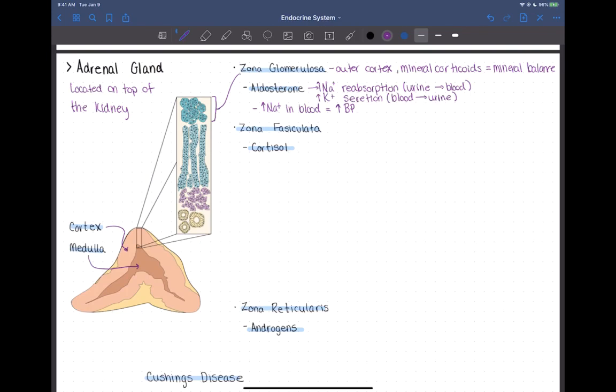All right, so then our next layer in, this middle layer here, is called the zona fasciculata. The cells in this zona fasciculata line up in little fascicles, little lines in that cortex. So this is the middle cortex. And in the zona fasciculata, the category of hormones here are called glucocorticoids.